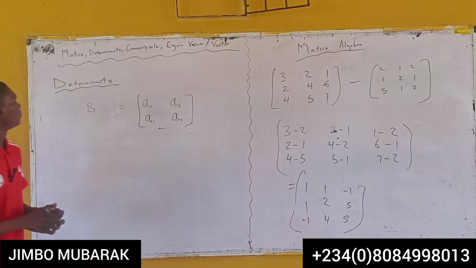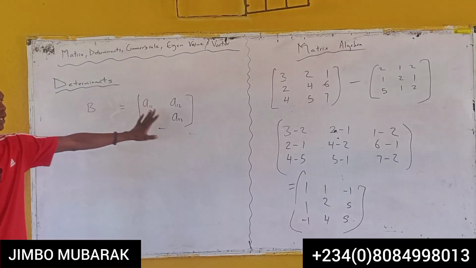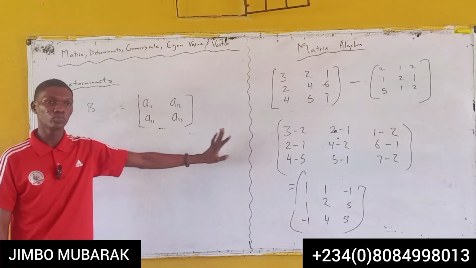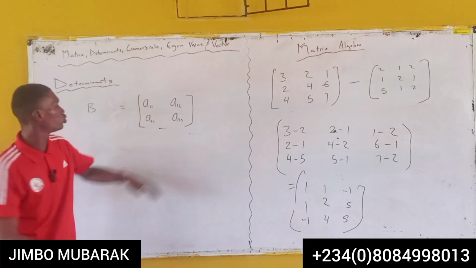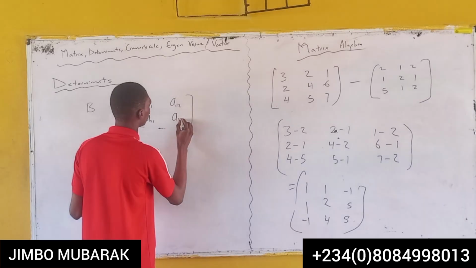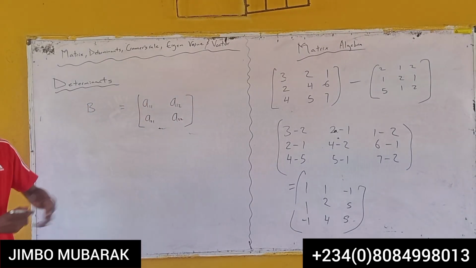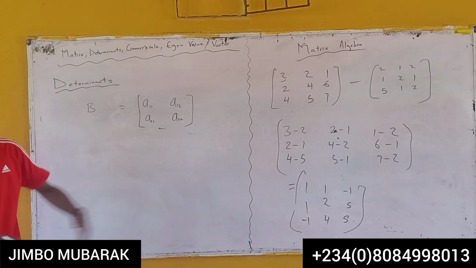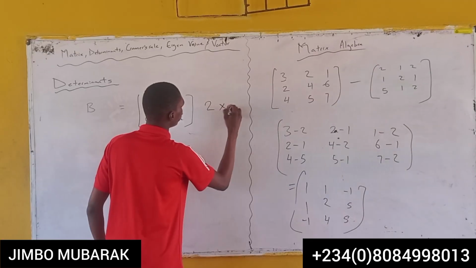Say we have B to be equals to what? A11, A12, A21, what? A22, sorry. A22. So this is a what? What type of matrix is this? A 2 by 2 matrix.